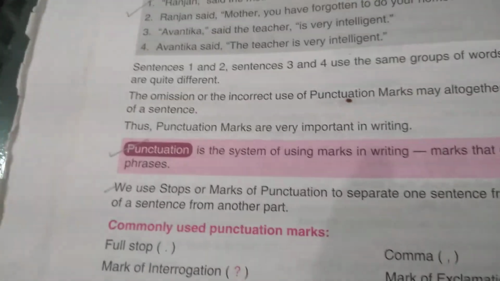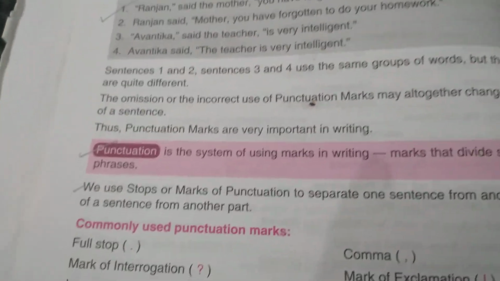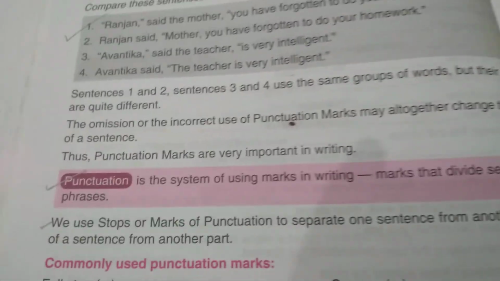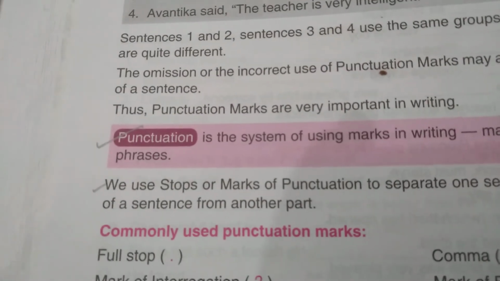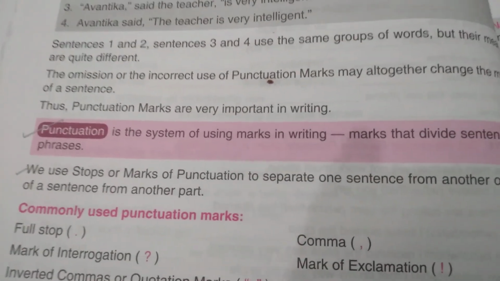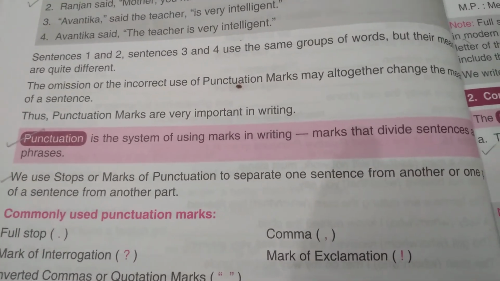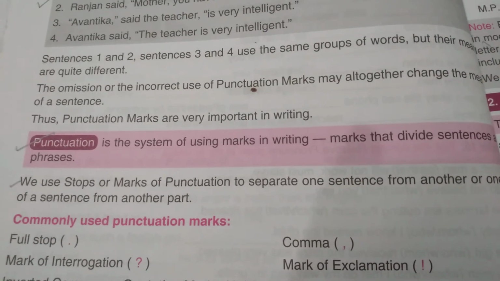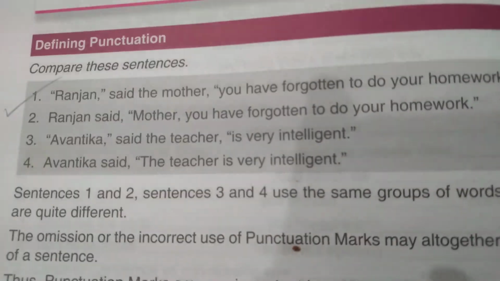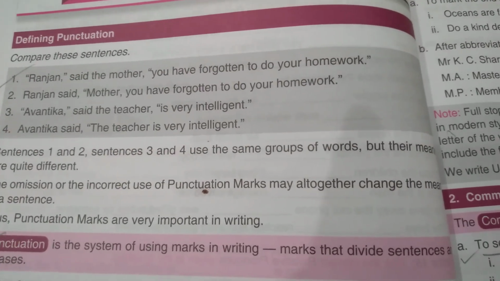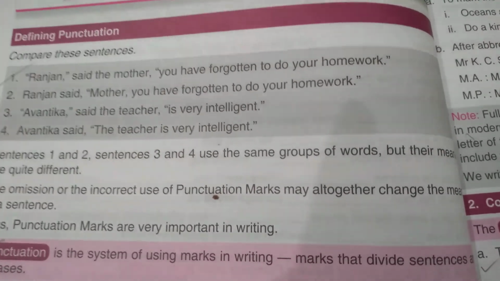So, what's the definition of punctuation? Punctuation is the system of using marks in writing, marks that divide sentences and phrases. We use punctuation marks to separate one sentence from another or one part of a sentence from another part. And if there is omission or incorrect use of punctuation marks, it may altogether result in a change of the meaning of the sentence. So let's see an example.